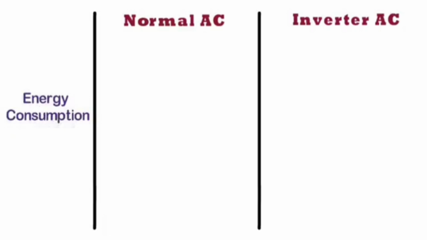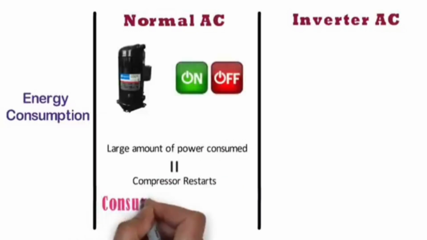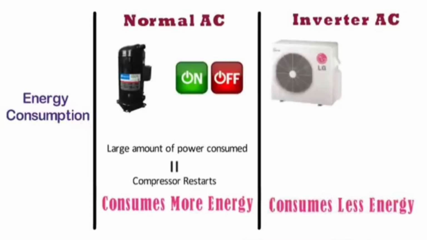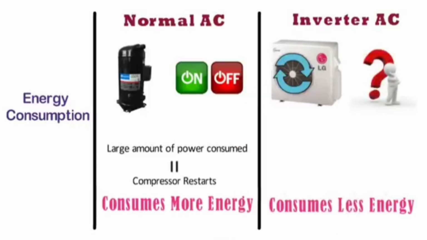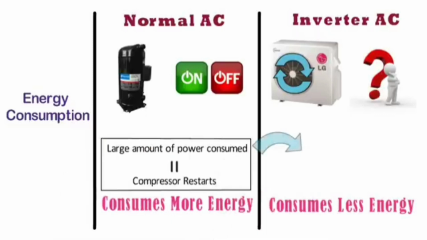In case of normal AC, a large amount of power is consumed every time the compressor restarts. And it is because of this frequent on and off that this type of air conditioner consumes more energy. Whereas inverter AC consumes less energy. You might be thinking, the fan in inverter AC runs continuously, then how does it consume less energy? The reason is, when the compressor stops and then restarts in normal AC, the current required to start the compressor is 3 times higher. Hence the normal AC consumes more energy.